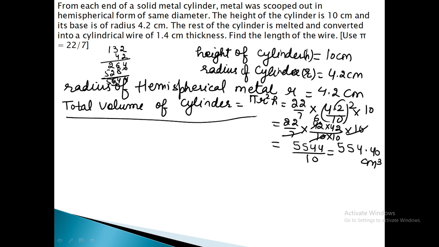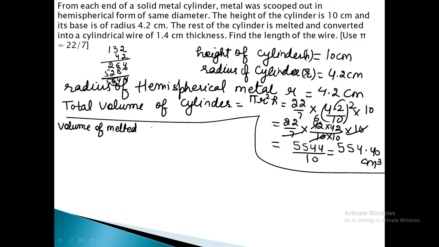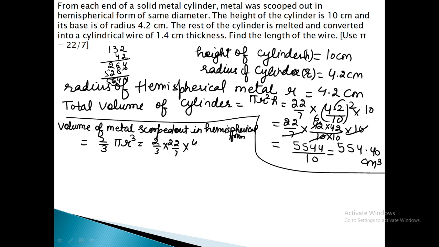So after this you have to find out the volume of metal, not melted, volume of metal which is scooped out in a hemispherical form. We will use here the formula 2 by 3 pi r raised to power 3. 2 by 3, pi is value 22 by 7 and r is given 4.2.